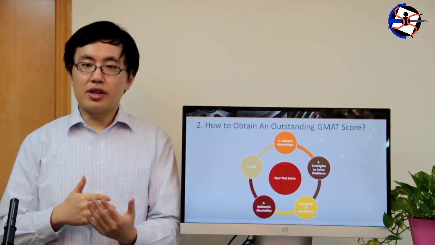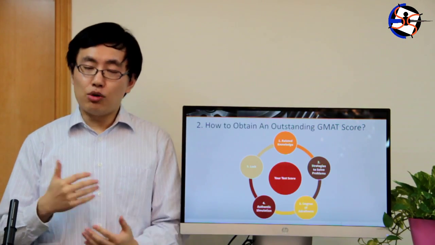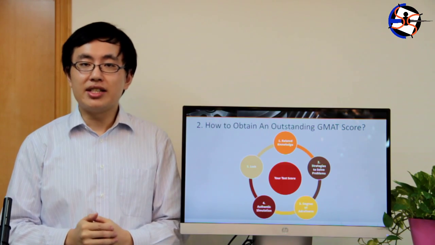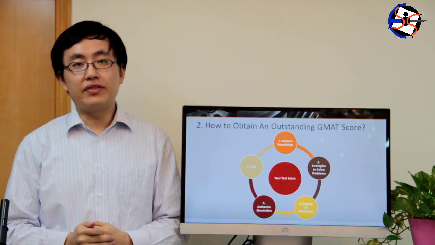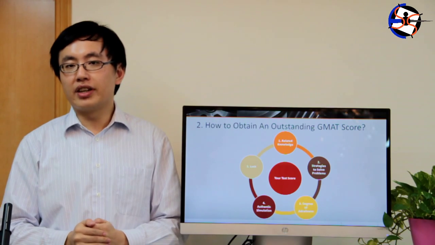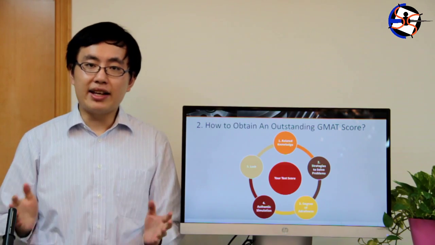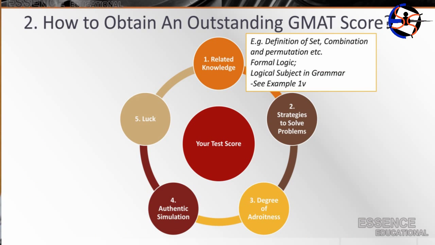The next question that naturally follows is, how do you prepare in order to get a decent GMAT score? We believe there are 5 factors that influence your GMAT score or any other test score like GRE or SAT. So these factors are: first, related knowledge; second, strategies to solve problems; then degree of adroitness; then authentic simulation; and finally, luck. So let's go one by one.